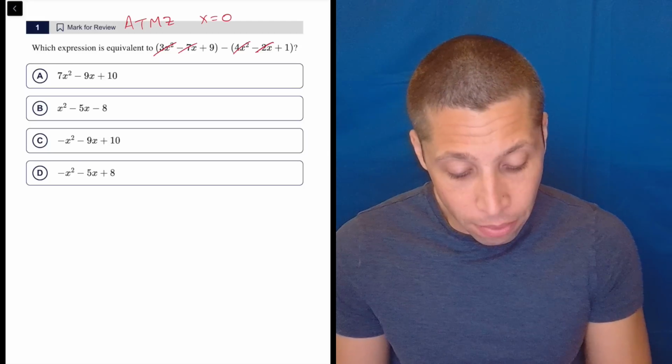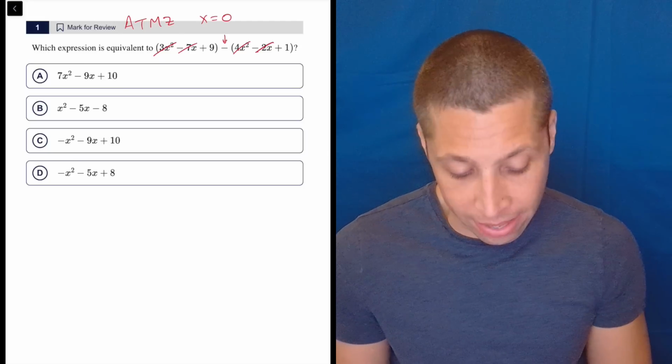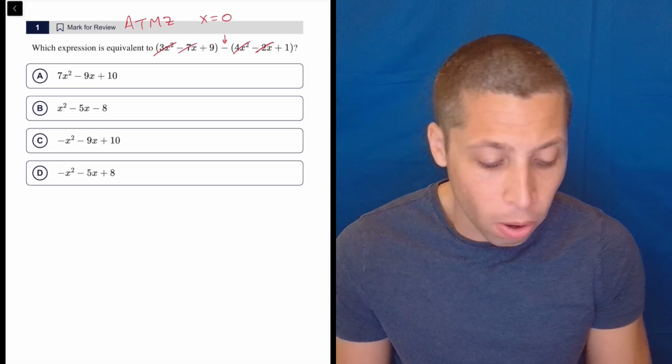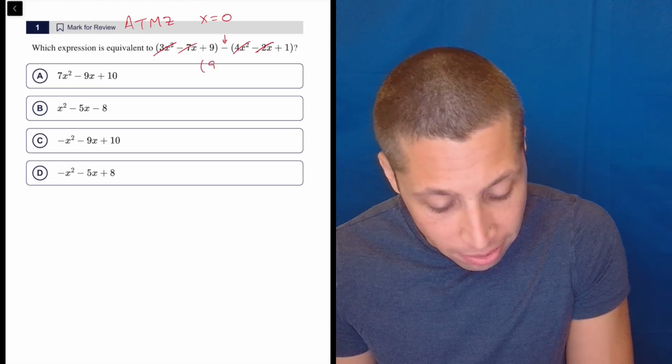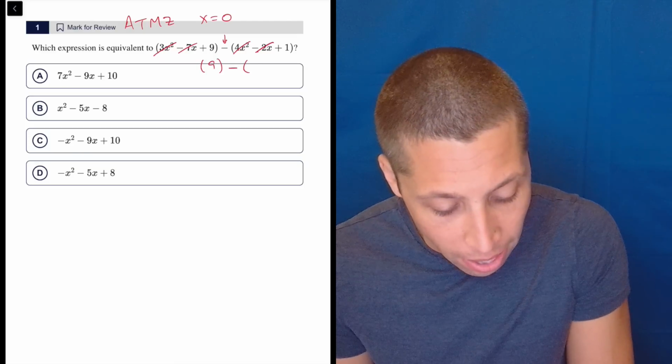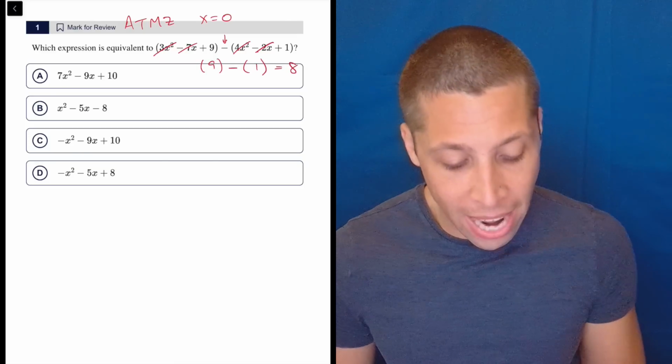Now I still have a little bit of a trap I need to make sure I take into account here. There's a minus sign all the way far away from the 1, but if I just kind of rewrite this, I realize what I'm doing is 9 minus 1, which is 8.